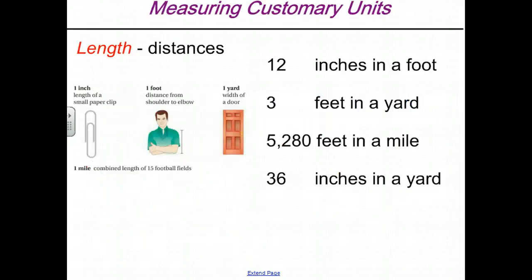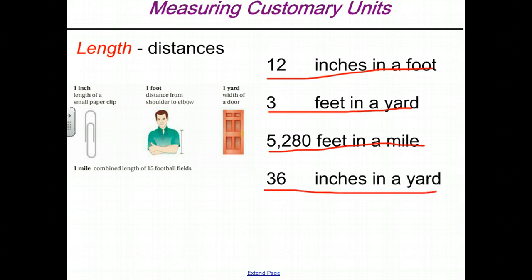So the units for length. In measuring distances, we have an inch, a foot, a yard, and a mile. And in all of these measurements, the important part is how they relate to each other. There are 12 inches in a foot, 3 feet in a yard, 5,280 feet in a mile, and 36 inches in a yard.